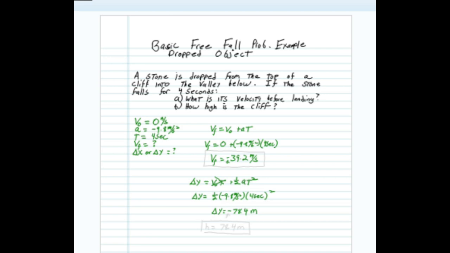So if the question is asking how high is the cliff, I could just simply say 78.4 meters. We don't want to let this negative sign kind of scare us away. Remember what it's telling us. It's telling us that the object has moved in a downwards direction. So the height of the cliff is 78.4 meters. We said that the final velocity was negative 39.2 meters per second because it's moving in a downwards direction at 39.2. And so that's a good example of just a dropped object free fall problem.